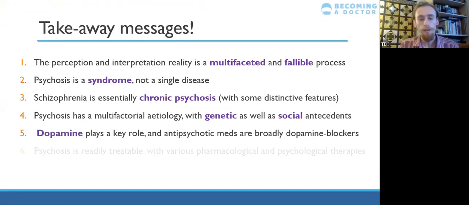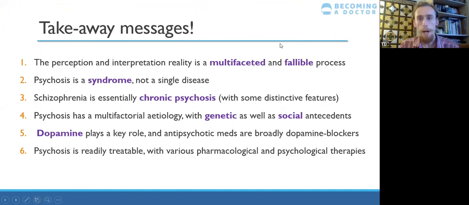So here are the takeaway messages. I'll quickly whiz through them because then I want to go to the next slide. But the idea that perceiving reality is not completely straightforward, actually, for anyone. There are lots of different processes going on. If some of them go wrong, you might develop what looks like psychosis. So it's a syndrome that often looks the same, but it's lots of different disease processes, and can present in lots of different ways. And then schizophrenia is essentially chronic psychosis with some particular features that mark it out.